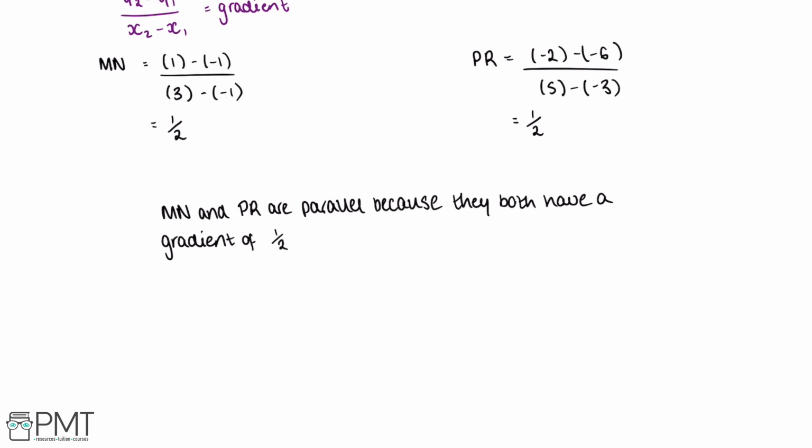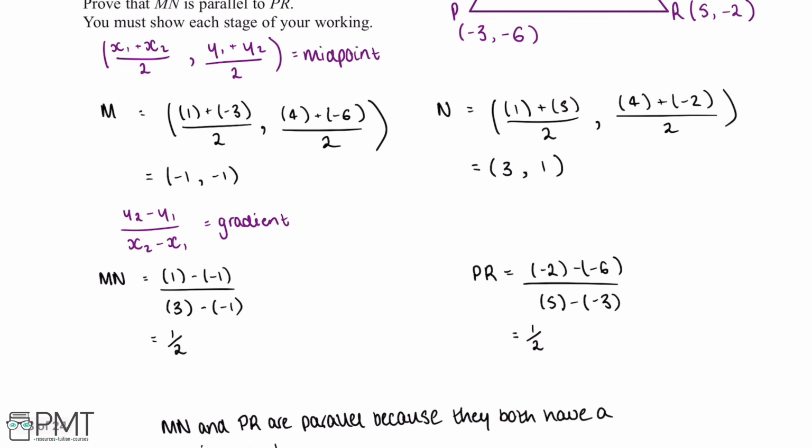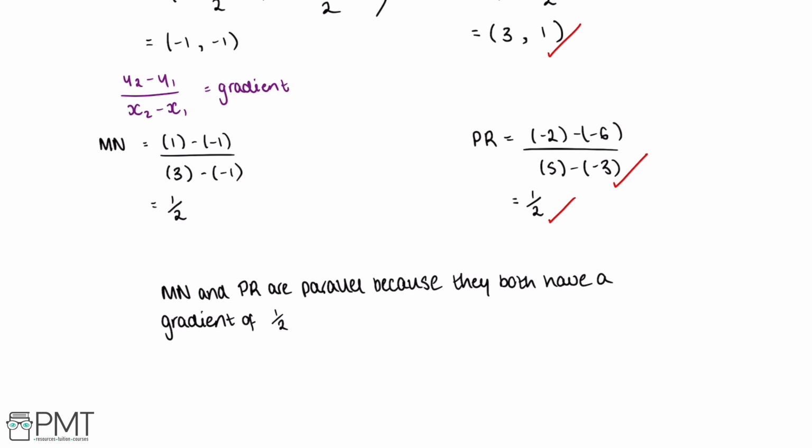Now this question's worth 4 marks. We'll get our first mark for working out the coordinates of both M and N. We'll get our second mark for starting to work out the gradient of line MN and PR. We'll get our third mark for working out the correct gradient. And our final mark for the conclusion with the supporting evidence.